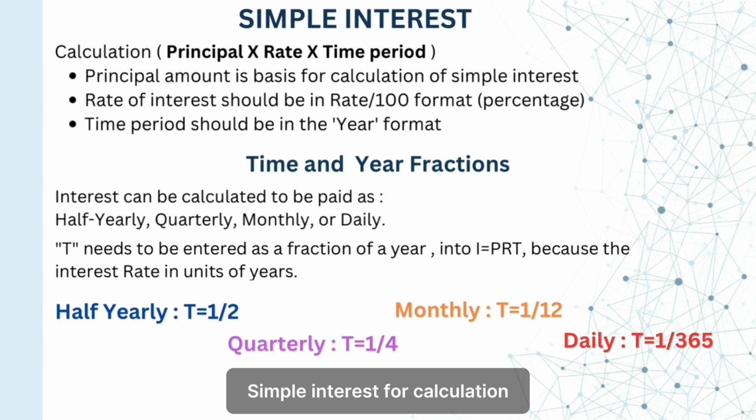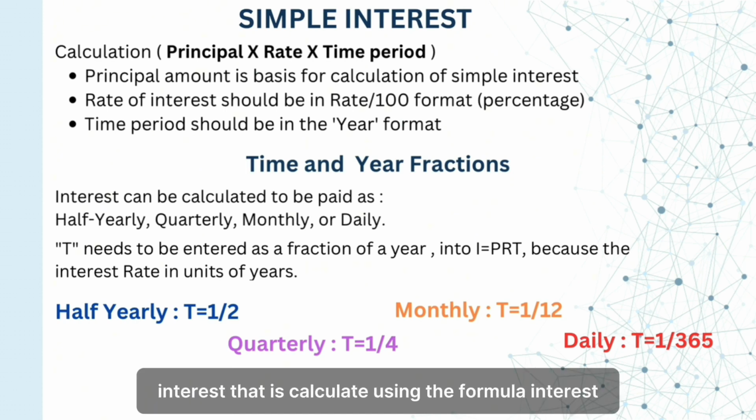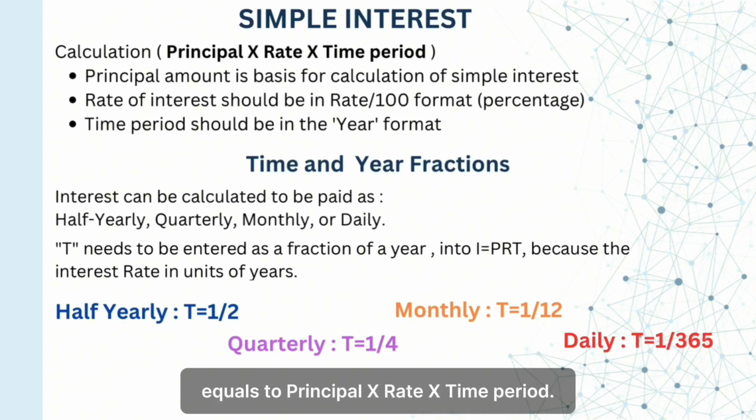Simple interest. For calculation, interest is calculated using the formula: interest equals principal times rate times time period. The principal amount is the basis for calculation of simple interest. Rate of interest is the rate per year in decimal form. Time period should be in year format.